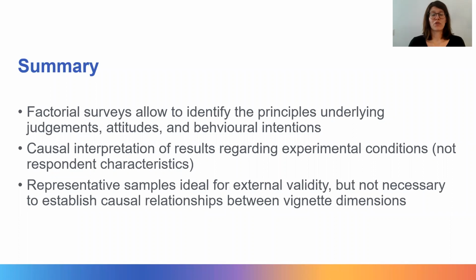So what have we learned so far? Factorial surveys can be a powerful tool to study the principles underlying normative judgments, attitudes, and behavioral intentions. They allow us to causally interpret the results due to the experimental setup. Note, however, that the causal interpretation only refers to the vignette dimensions. Since there is no control over respondent characteristics, the regression coefficients of these variables cannot be interpreted causally. Although representative samples are ideal to be able to generalize the results, it is possible to establish causal relationships and have meaningful results also in convenience samples.